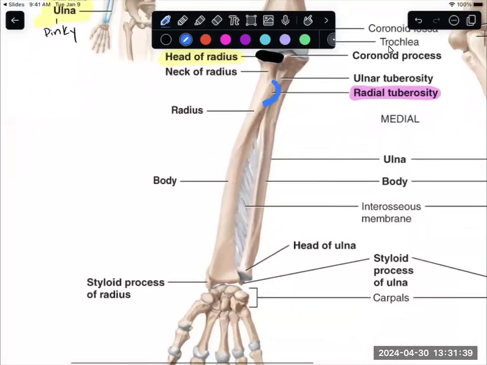At the bottom of the radius, we have this styloid process. You can feel this in your wrist. It's this little point down at the end of your radius. So on that thumb side, follow that bone down. You'll feel this little bump that goes out. That is where that styloid process of that radius sits.